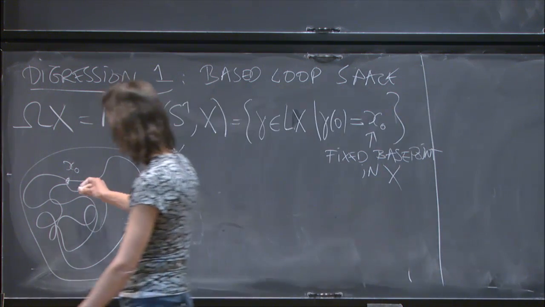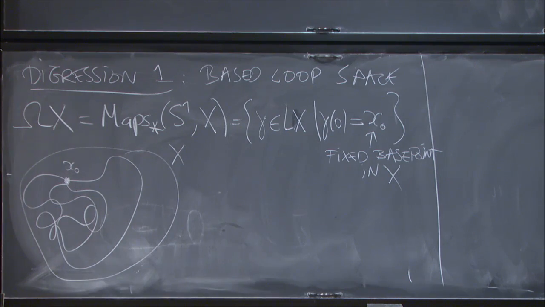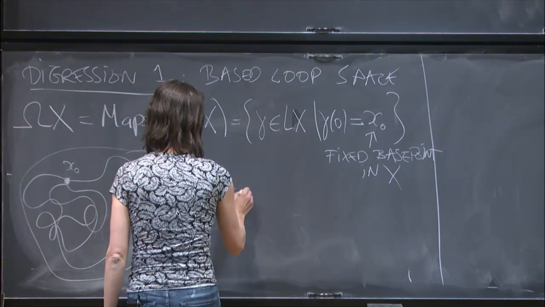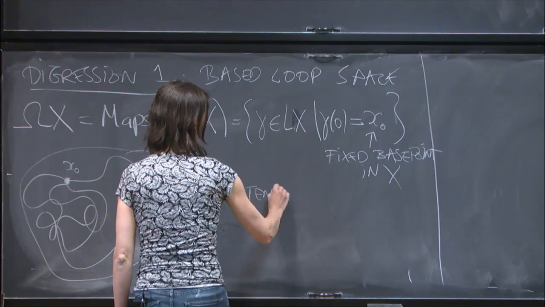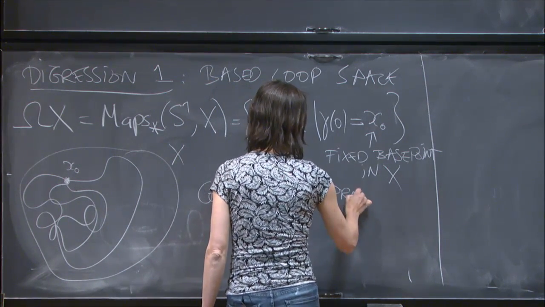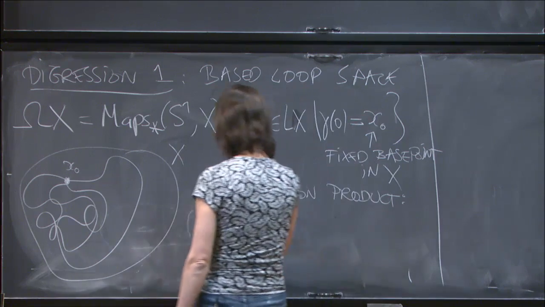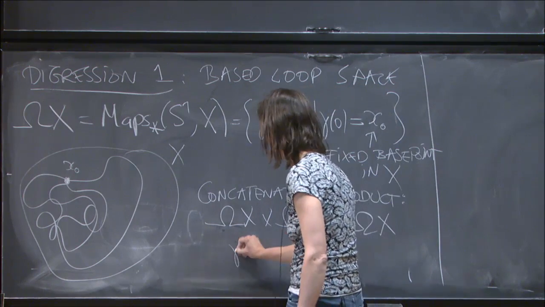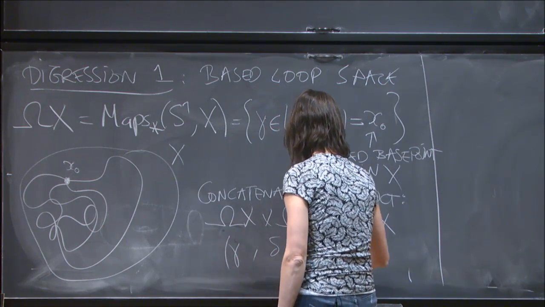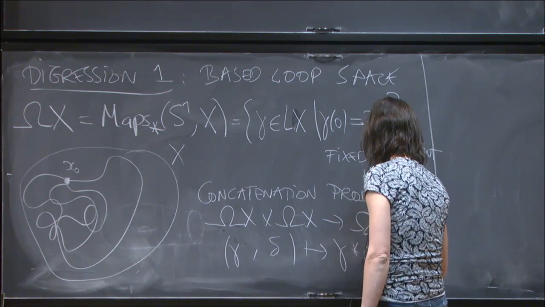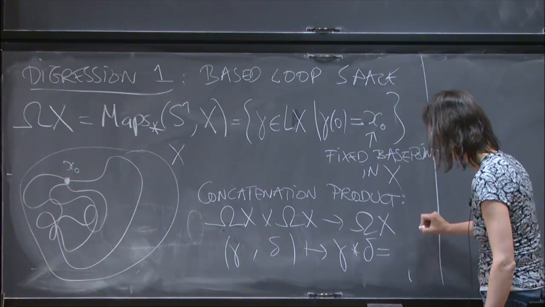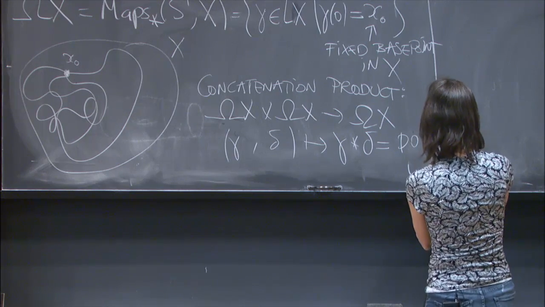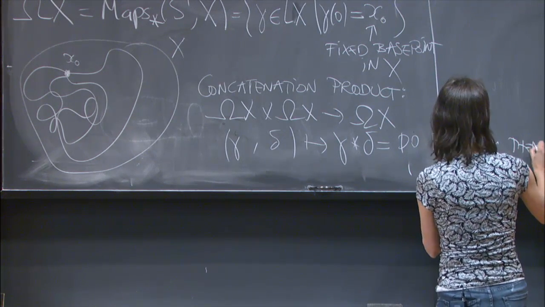Okay. So what can we do here? Well, if the loops do share this common base point, then we can do this concatenation product. So there's a concatenation product on the base loops. It's a map loop X cross loop X to loop X, and it takes a gamma and a delta, and it goes to the concatenation of gamma and delta. This is: do first gamma and then delta.